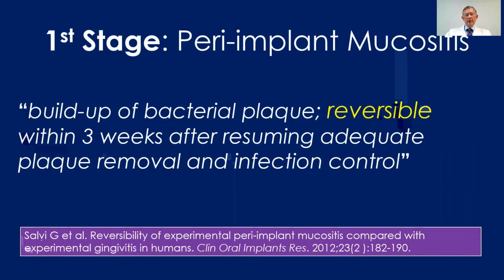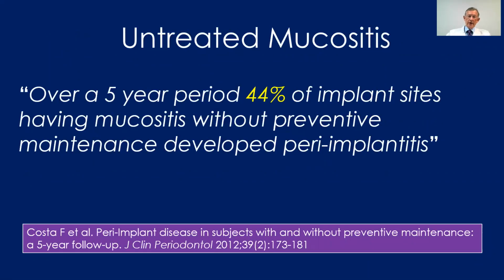Biologically, the first stage we encounter is peri-implant mucositis, which is also evidence-based. Salvi and his group described this as reversible within 3 weeks. So that's where early diagnosis comes in. That's good news: if you can pick up on peri-implant mucositis, the early stage, you've got a good opportunity to reverse and stop that. However, untreated mucositis is also documented by Costa and his group over a 5-year period: 44% of implants with mucositis develop peri-implantitis. No surprise, that highlights the importance of early diagnosis and treatment.